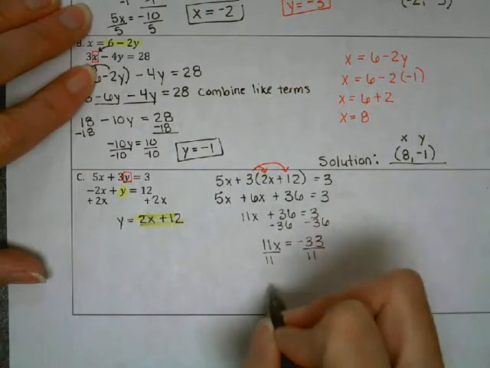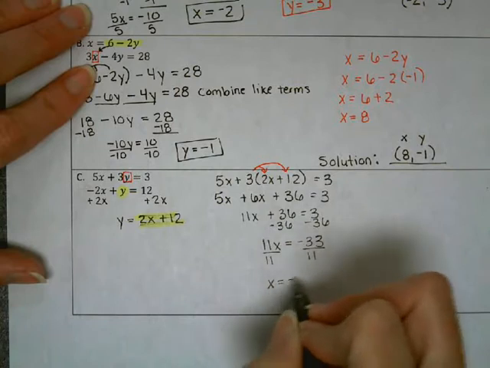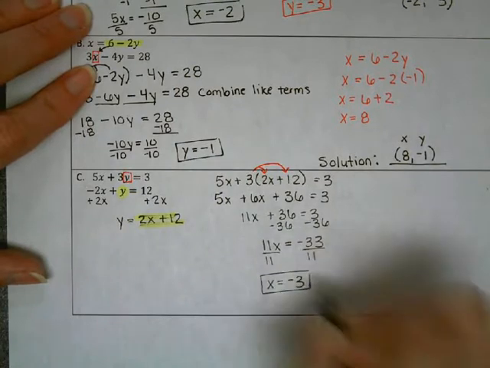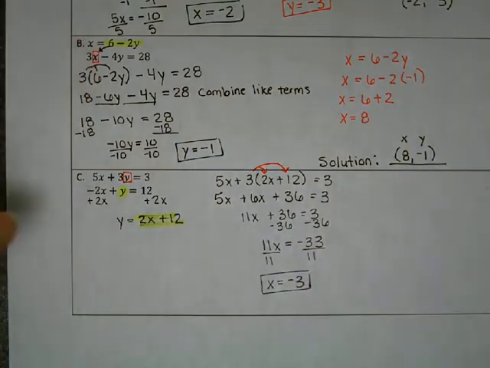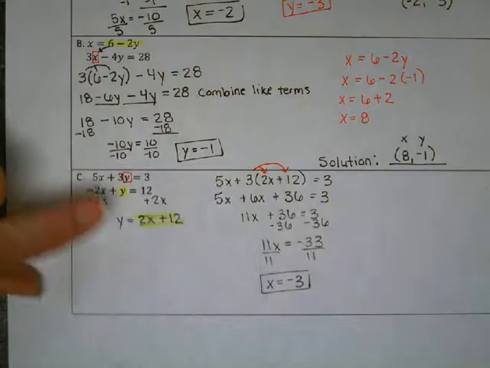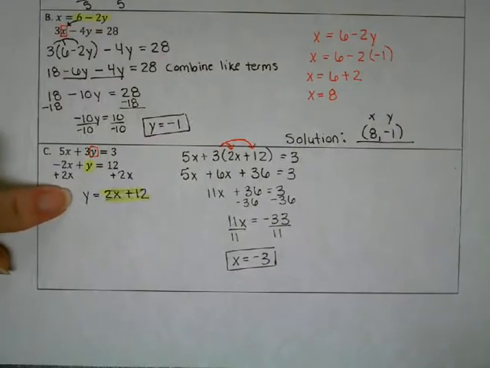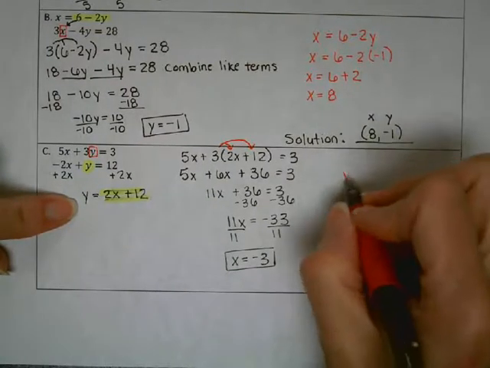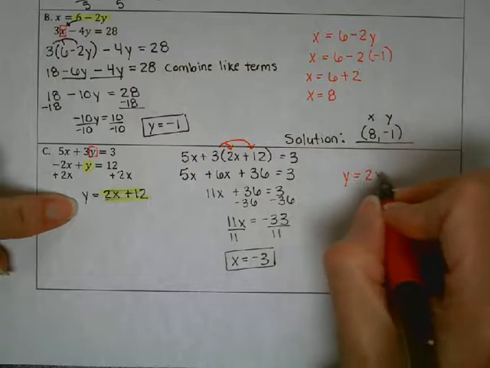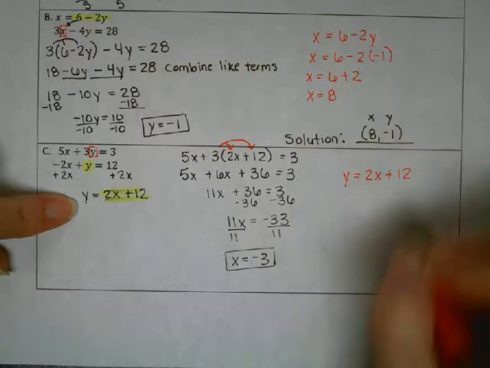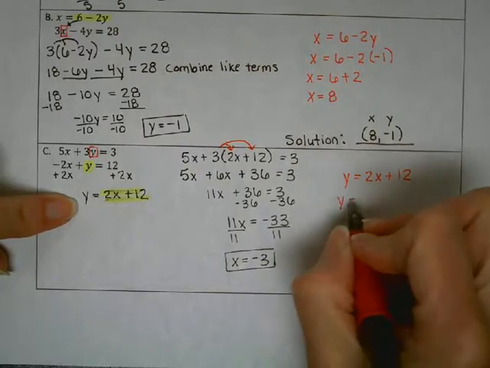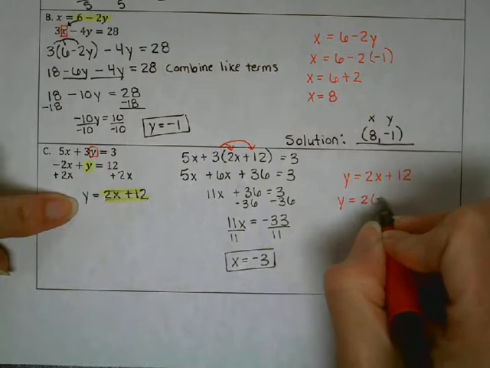so x equals negative 3. Remember, we're not done. We have to plug it back in somewhere to find the other answer. So I would plug it into my y equals one. Y equals 2x plus 12. So we know x is negative 3. So 2 times negative 3 plus 12.